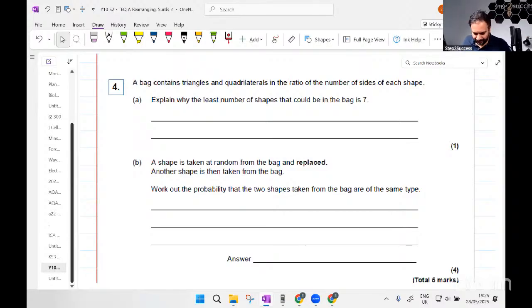Right, a bag contains triangles and quadrilaterals in the ratio of the number of sides of each shape. So triangles have 3 sides, quadrilaterals have 4 sides. So we're saying that a bag contains triangles and quadrilaterals in the ratio 3 to 4, which is the ratio of the number of sides of each shape. How can the least number of shapes in the bag be 7? Well, how to answer that?